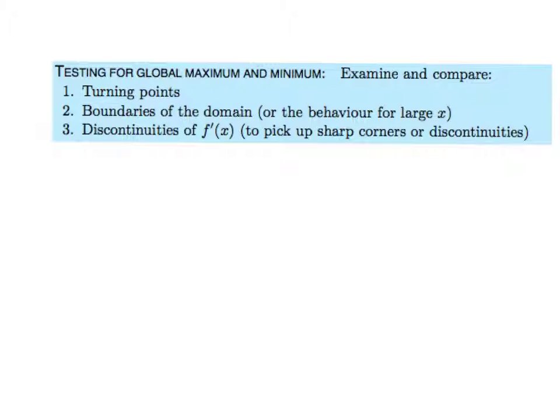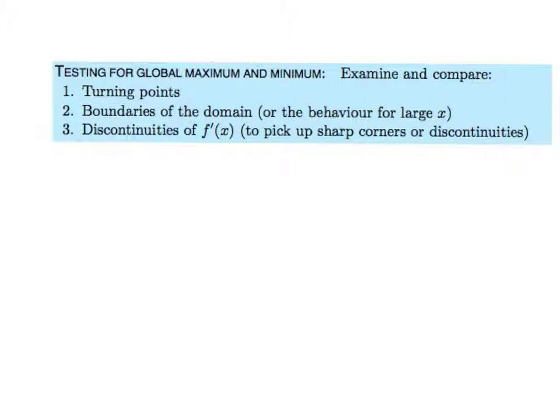So the global maximum could be at the maximum turning point, or it could be at the ends of the domain, because the function could continue to increase, continue to get higher. For the global minimum, you look at your minimum turning points, then you also look at the ends of the graph and see if it continues to decrease or get lower.